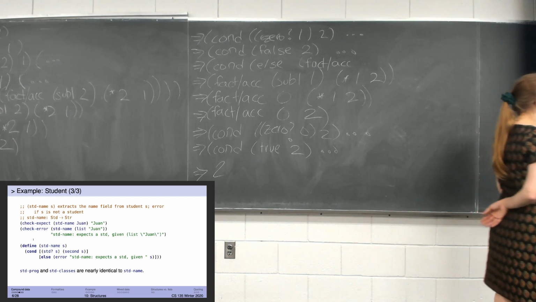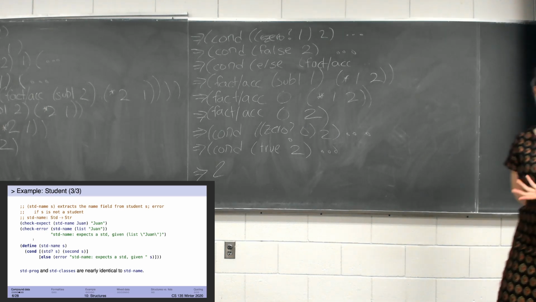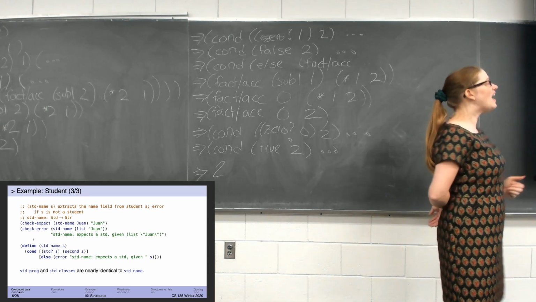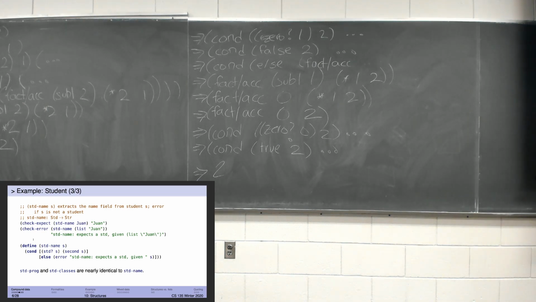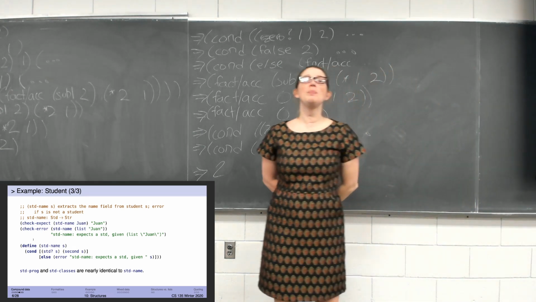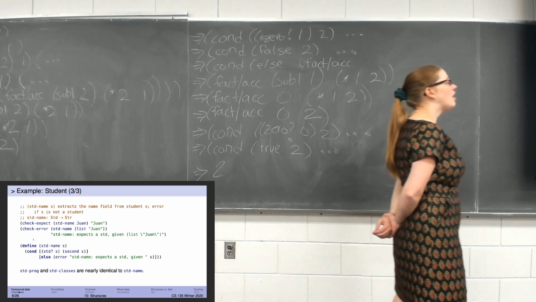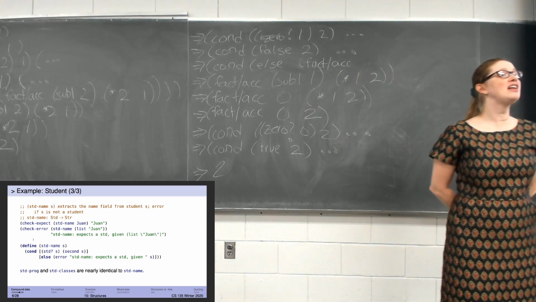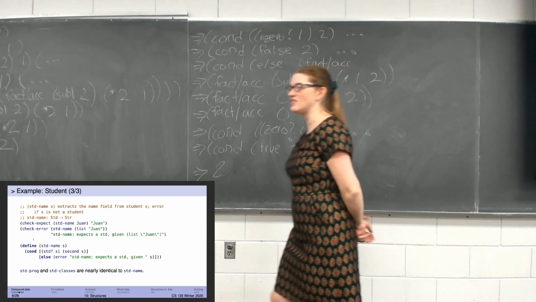So what we're going to do with all of these functions is validate first that this is a student using the predicate that we just created. Once we validated it's a student, then we will actually produce the second of the list, which is going to be where our name is stored. And then if it's not a student, we produce an error. And this is one of those rare cases where we'll have to use check-error to make sure that when we pass a non-student through this function, we actually get the appropriate error message.